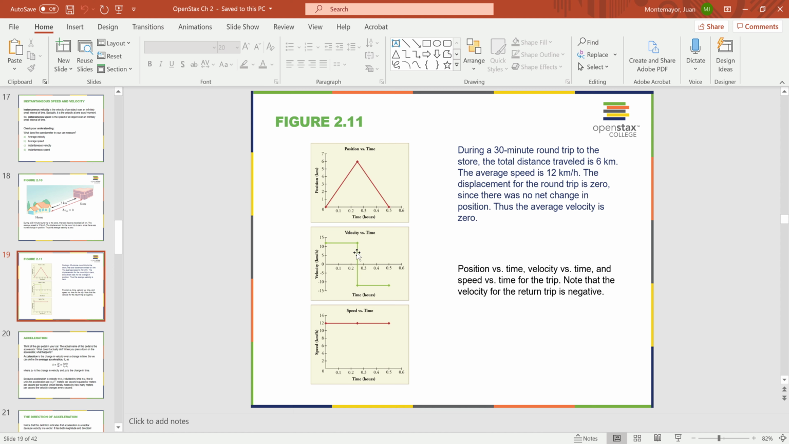So for velocity here, it ends up being negative again because we're going backwards. We're going back to where we originated. So the total velocity over time would be 0, but in segments, we can see the difference here. And then the speed, we were told that the average speed around this round trip was 12 kilometers.